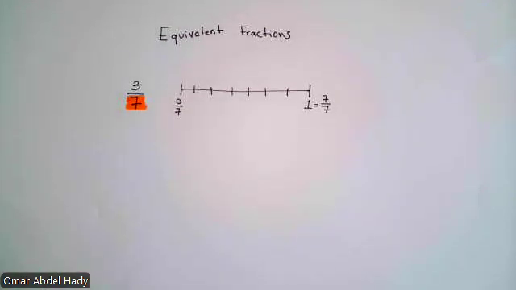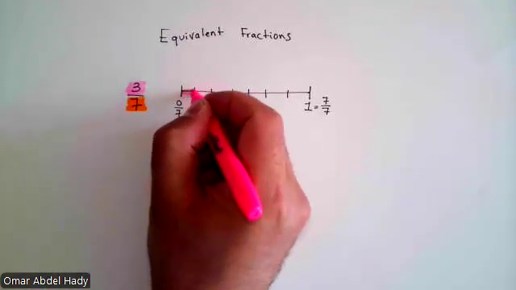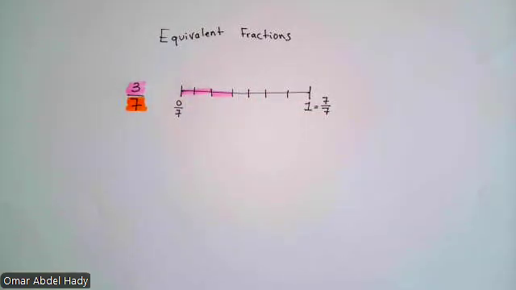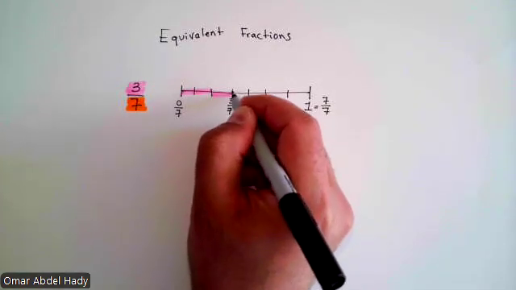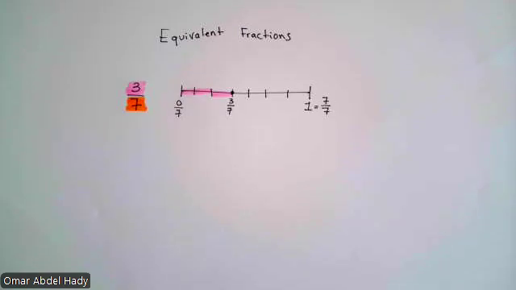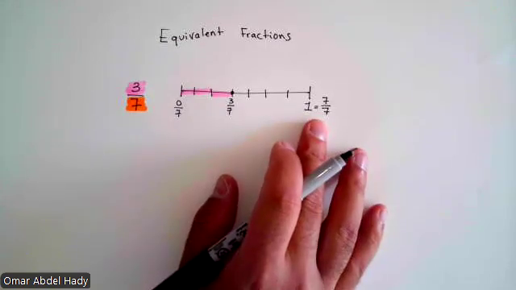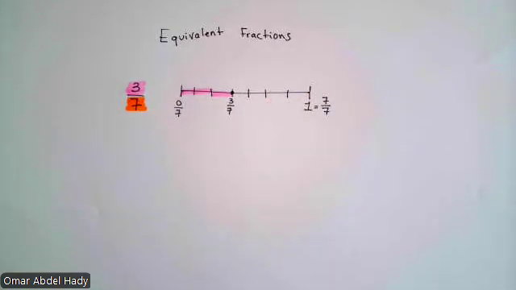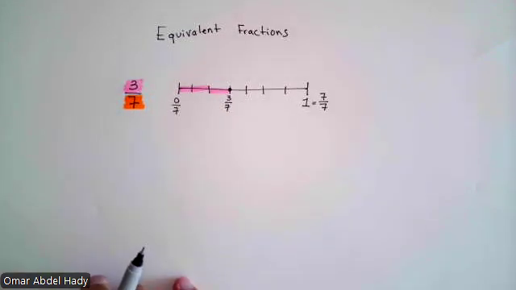Now, our numerator tells us that we have three parts out of the seven. So here is 1/7, 2/7, 3/7. Okay, so here we have our 3/7. So that is almost half, but definitely less than a whole. It's less than a half because half is going to be about here. Half of 7 is 3.5. So 3 is less than a half.